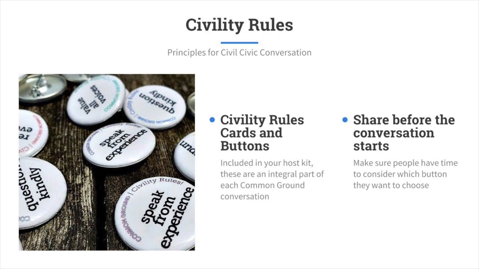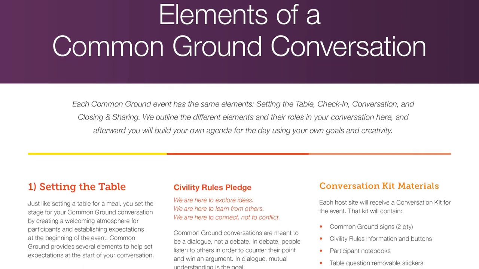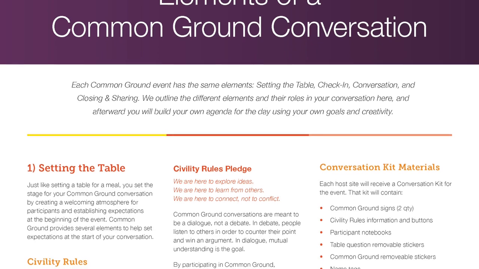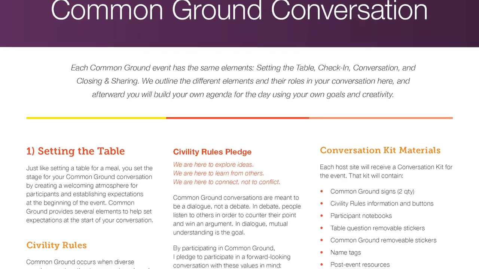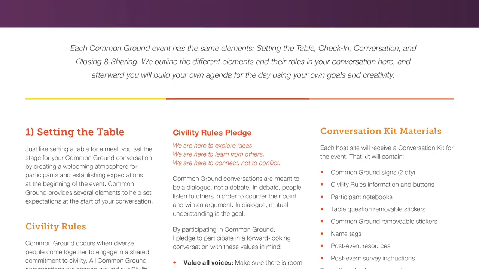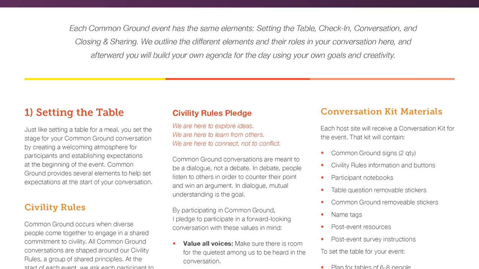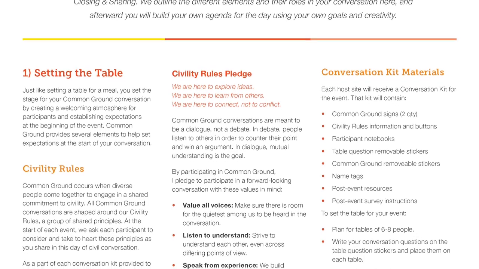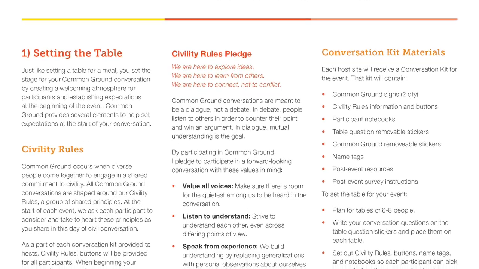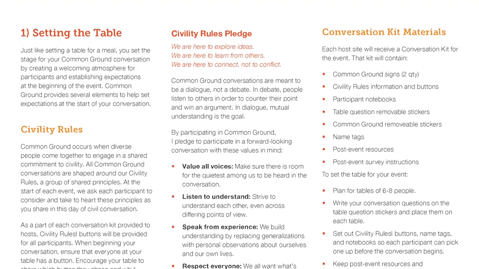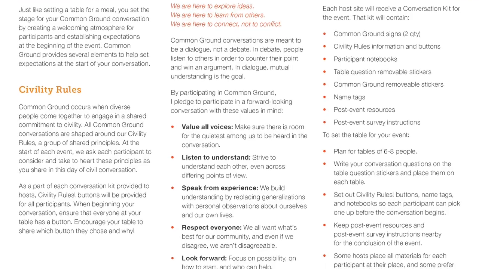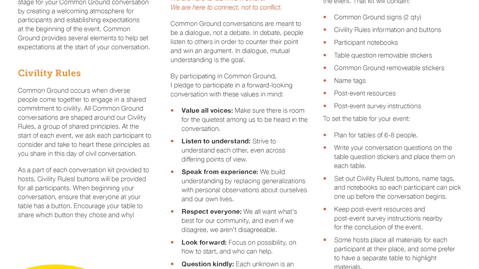And so with the civility rules pledge, it is very simply, on page 3: we are here to explore ideas. We are here to learn from others. We are here to connect, not to conflict with each other. So it's a discussion. It's not a debate. There will be things that people don't agree on. It's fine to not agree with people. What's not okay is to allow the conversation to go in an abusive direction, or in a direction where people are just talking to debate or to be in disagreement with other people. So when you're setting that tone, that's what these are for.